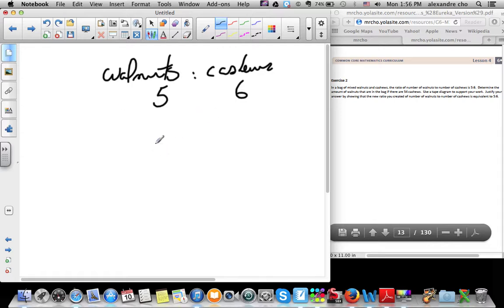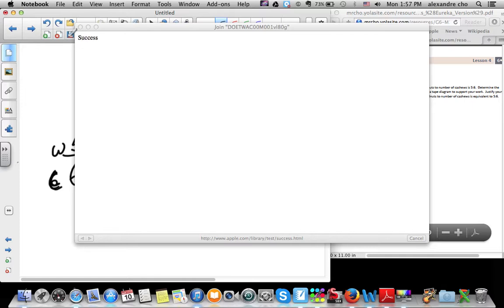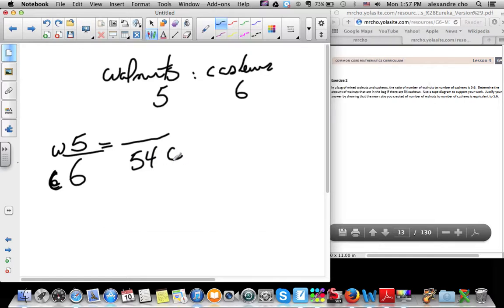Okay, so they're really keen on tape diagrams. You know what? I'm going to do a tape diagram and a proportion. So if I were to draw a proportion, I would draw something like this. 5 to 6. 5 walnuts, 6 cashews. And then this is supposed to be a C, by the way. On the other side, we're given that we have 54 cashews, so I'll write 54 at the bottom. Remember, side to side, the bottom is cashews. The other side is also going to be cashews.